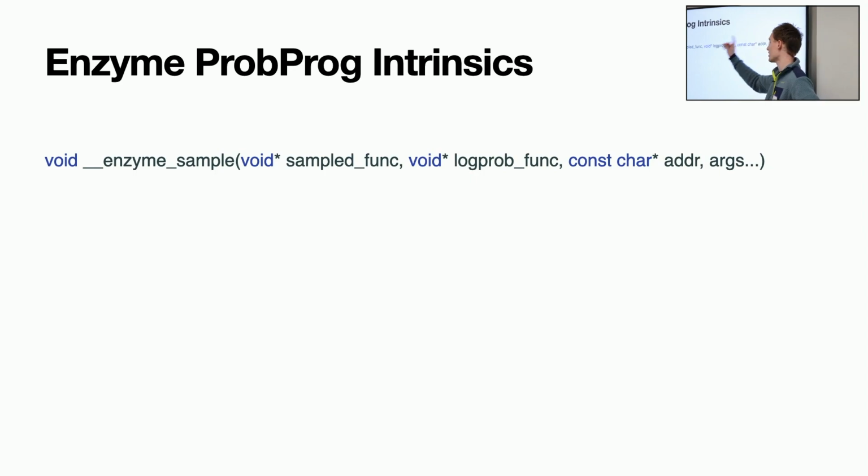We want to tell Enzyme how to compute the likelihood. And we want to give it an address so we can uniquely identify this sample in our traces. And those are just the args for the sampled function and the logprob function.